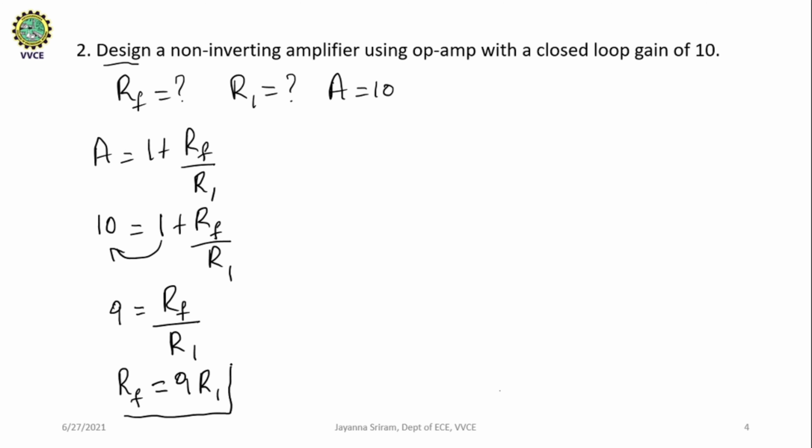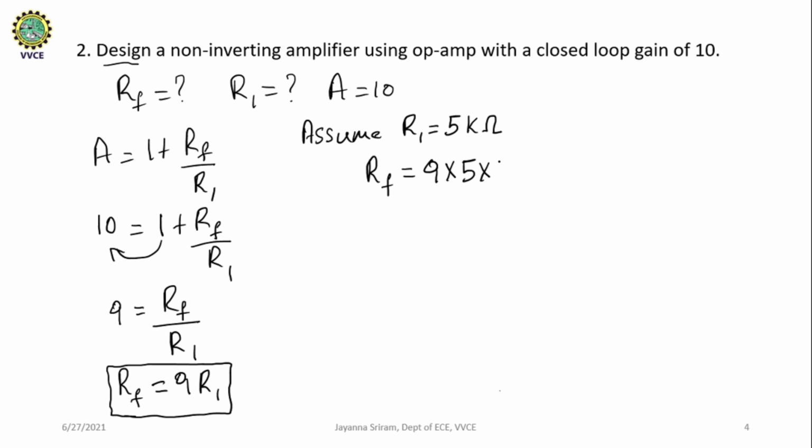Now in order to calculate Rf as well as R1, we need to assume one of the parameters. So I am going to assume R1 is equal to some value; it can be any value. I am going to assume R1 is equal to 5 kilo ohm. If I assume R1 is equal to 5 kilo ohm, I am going to get the feedback resistance Rf equal to 9 times 5 kilo, which will be equal to 45 kilo ohm. So I have found the values of Rf and R1 for the given gain A equal to 10.